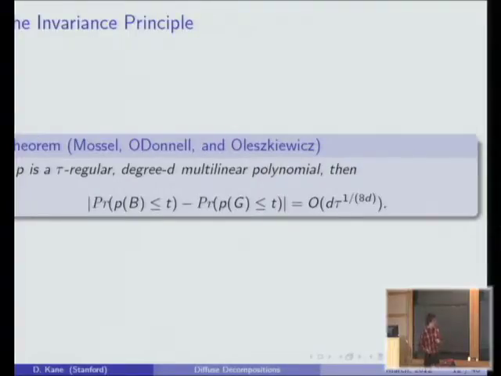I mean, the tau to the 1 over 8d is not great if the degree of our polynomial starts becoming reasonably large, but at least it tells us that if we have a highly regular polynomial of whatever degree we want, we have a small CDF error.